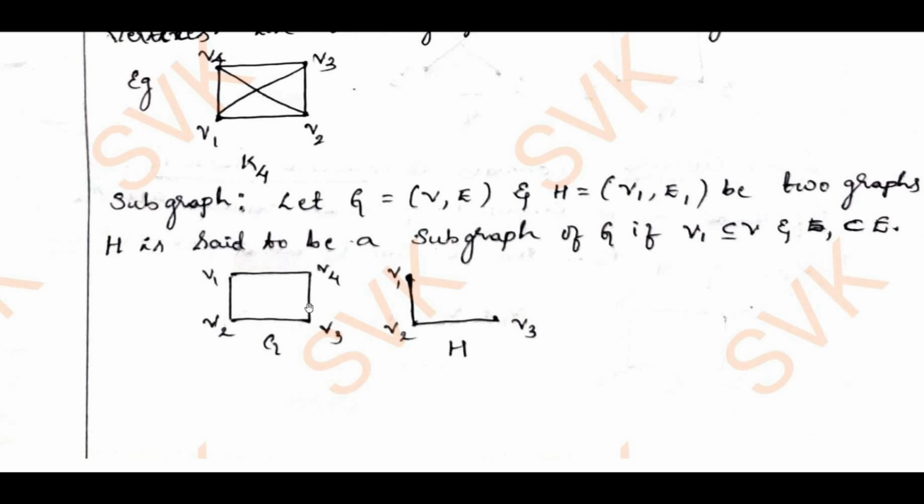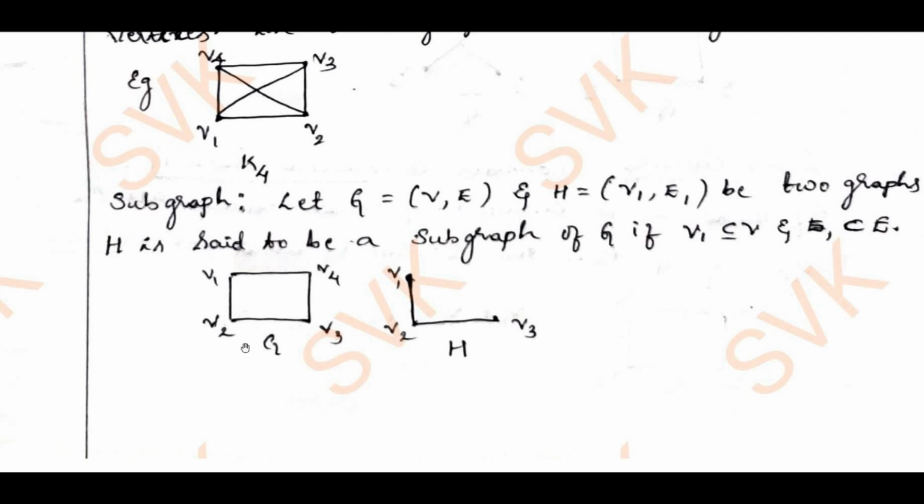Like that, if we consider any graph G, and from that graph G you construct a new graph using some of those vertices and those edges, that will be a subgraph. So see here the definition. Let G equal (V, E), an ordered pair, and a new graph H equal (V1, E1), be two graphs. Then H is said to be a subgraph of G if V1 is a subset of the original vertices V and E1 is a subset of the original edges E.